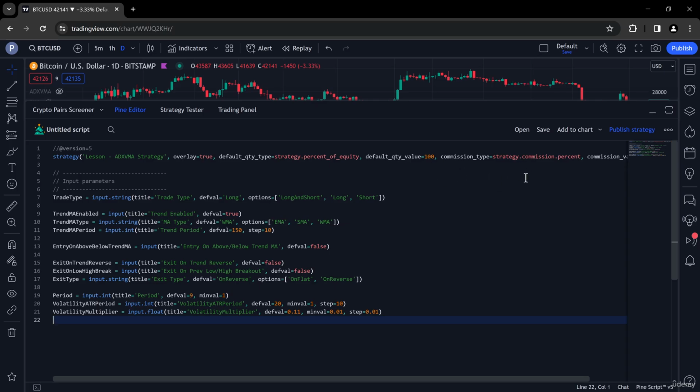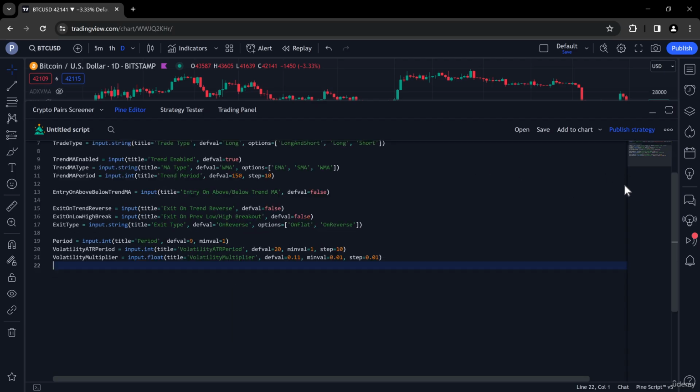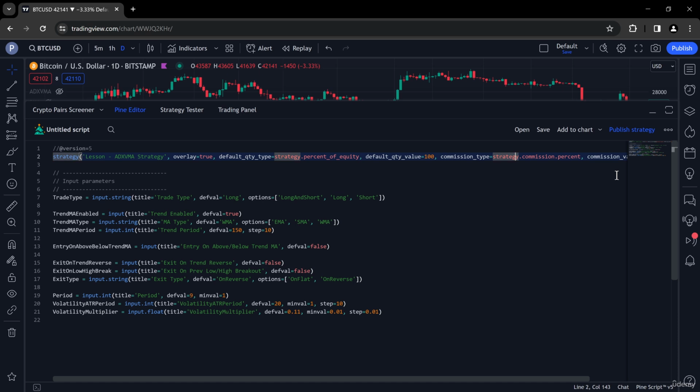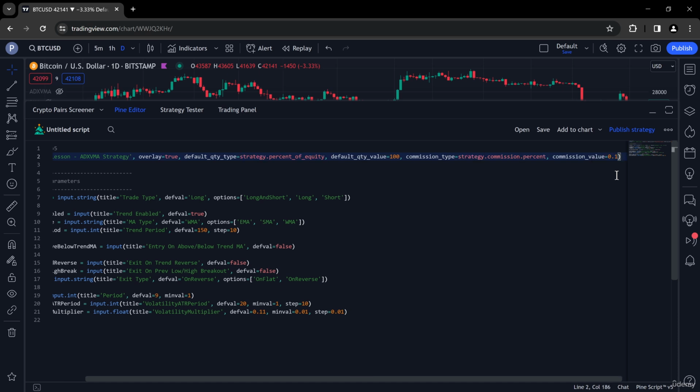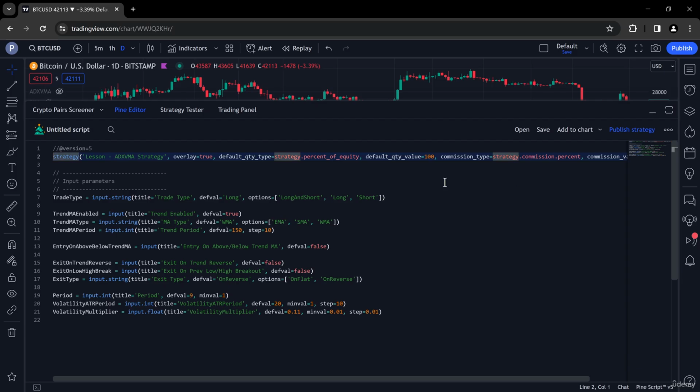And also we have a commission type, which is percent, and a commission value of 0.1%, meaning that we are going to deduct a commission from each trade. The value of that commission is 0.1% of the trade size. So in the next section, we have all the parameters needed for this strategy defined.